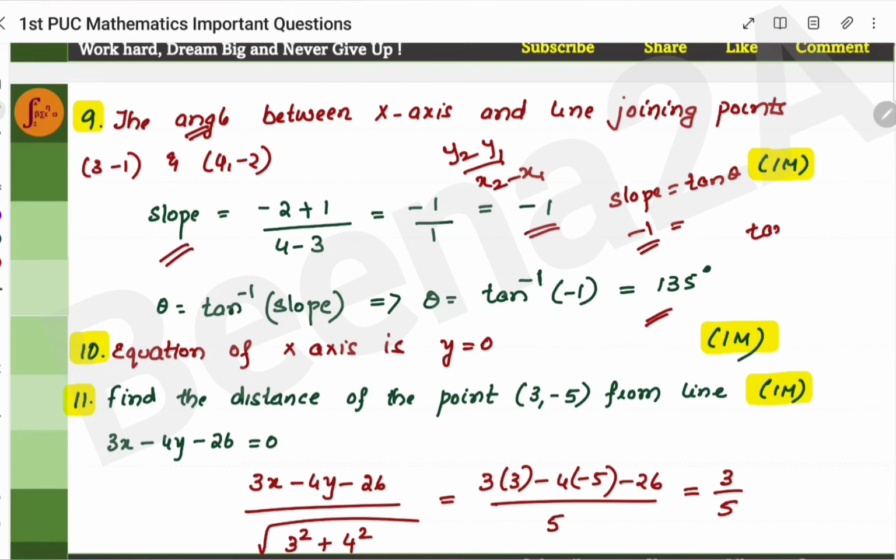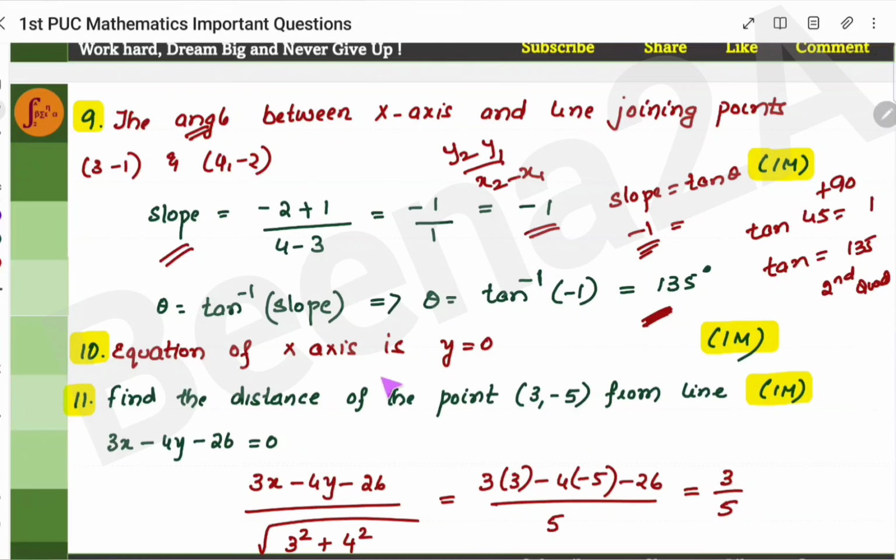Tan 45 is 1. It's a positive one. Tan 45 is +1. Here you want a -1. So obviously you add 90 to this, it will become 135, because this is in the second quadrant, you have negative values. Therefore, you add 90 to this, it will become 135 degrees.